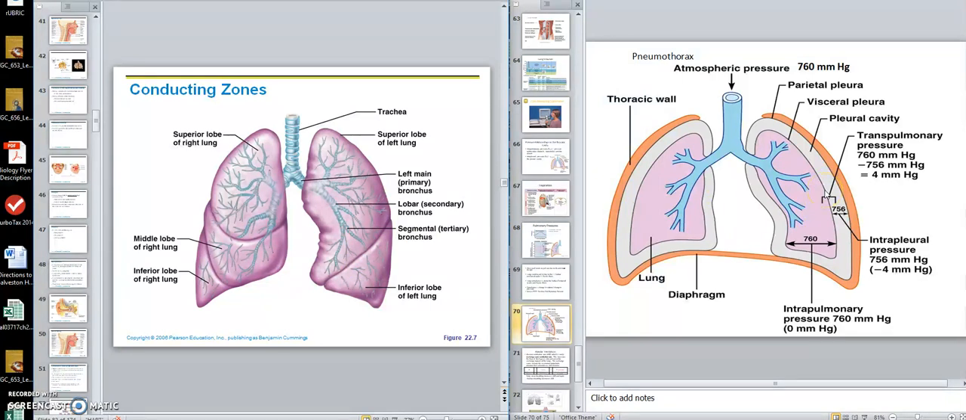And that's what we call a spontaneous pneumothorax, both of which would cause the lung, part of the lung, to collapse. And the fancy name for a collapsed lung is called atelectasis. So atelectasis, another word to look up. Atelectasis is a fancy word for collapse of part of the lung.